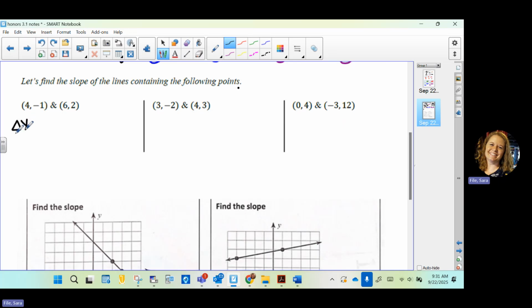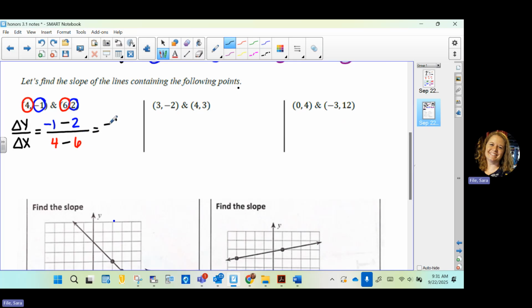So if you want to label those as x1, y1, x2, y2, you can do that. Or you can simply do kind of like I do, color code or circle and box, however you want to organize it. But identify your y's. It doesn't matter the order. So let's say I did the -1 first and then the 2. What do I have to do for my x's? What order would I have to write those in? The same one. I did the -1 first for the y, so I have to do the 4 first for the x's.